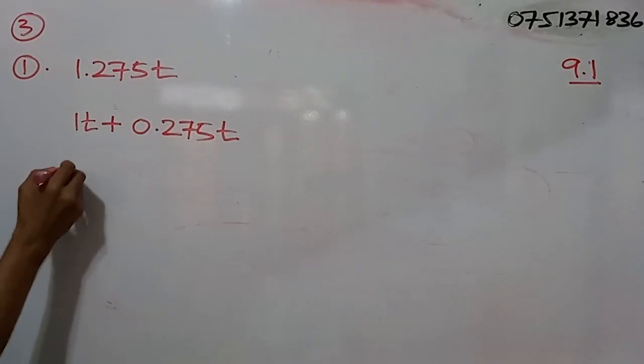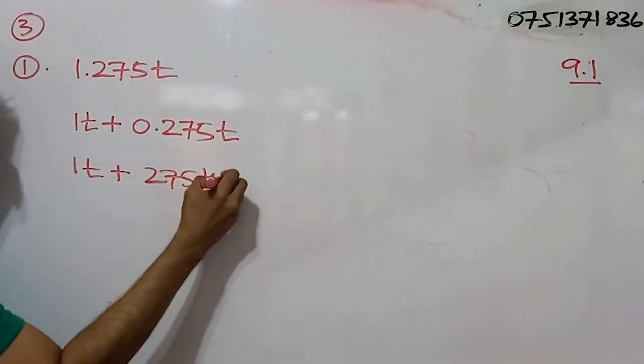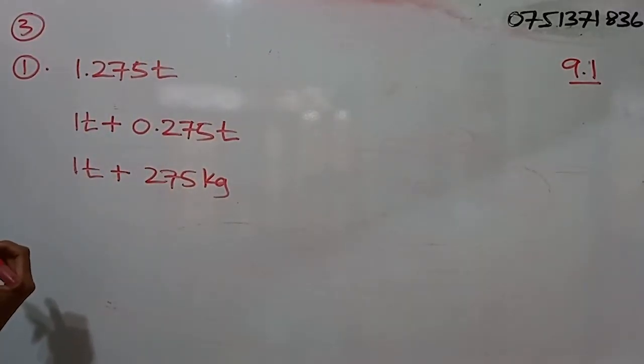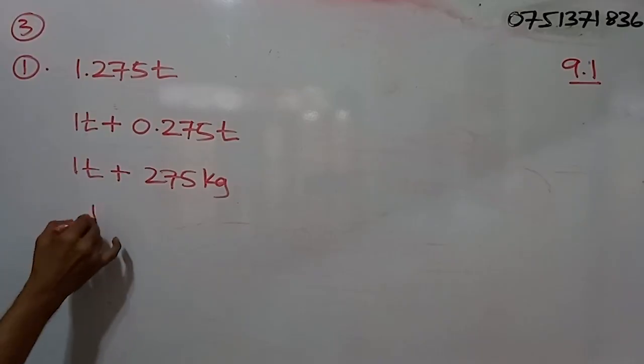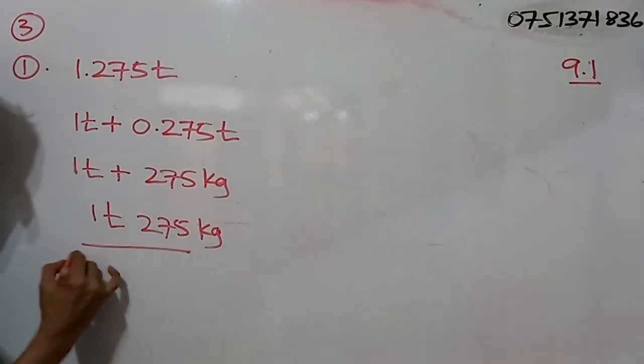Kilograms, right? So 1 ton plus 275 kilograms. When we convert this amount 1.275 tons into tons and kilograms, what happens? 1 ton and 275 kilograms. So that is the answer.